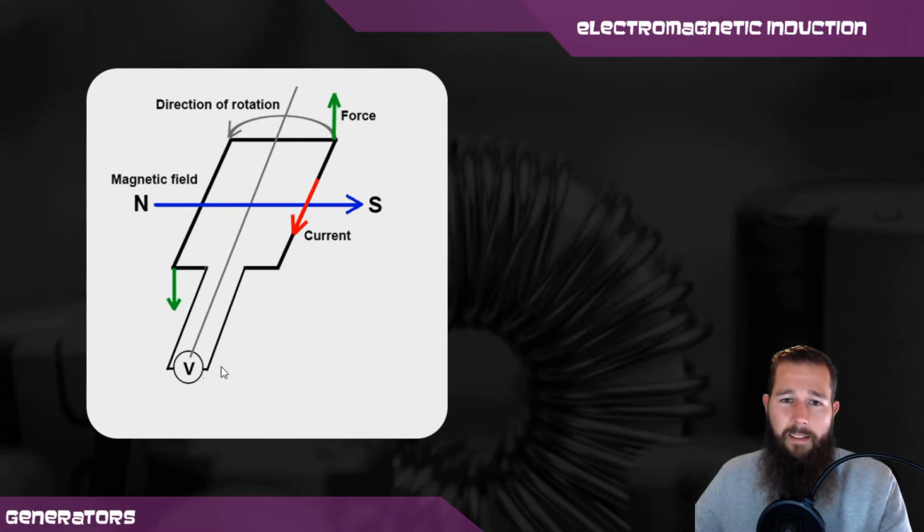When the coil makes a half rotation, the current will actually be traveling in the opposite direction. So when this part of the coil is where this side is now, it will be traveling in the opposite direction. So naturally, this will produce an alternating current.